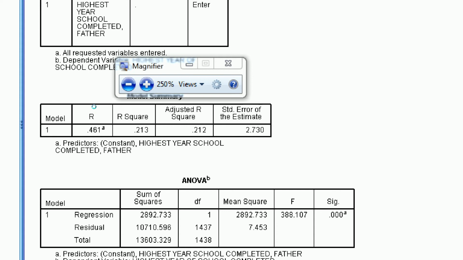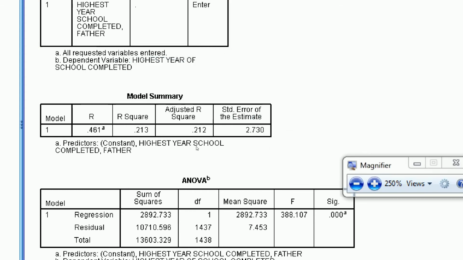Now, why is that value so low? Well, there's several other factors that explain education other than just father's education. For example, things like age, wealth, race, sex, and so on that we don't account for in our model. So here we're explaining about 20% of the variation, and we would say that's sort of on the low end of model fit. So remember, R square ranges from 0 to 1. The closer it is to 0, the worse the model fit, and the closer it is to 1, the better the model fit.